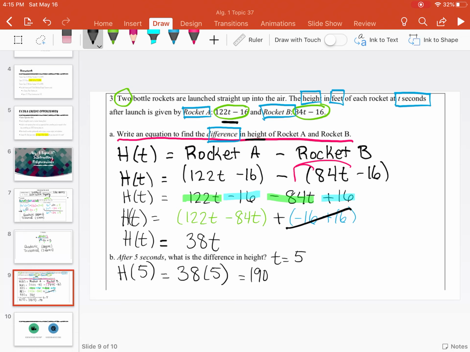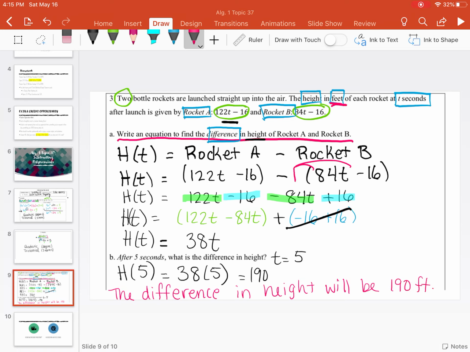Then, since we're dealing with a word problem, let's write our answer in a complete sentence. So the difference in height will be 190. Now our unit is feet, between the rockets after 5 seconds. And that's it.